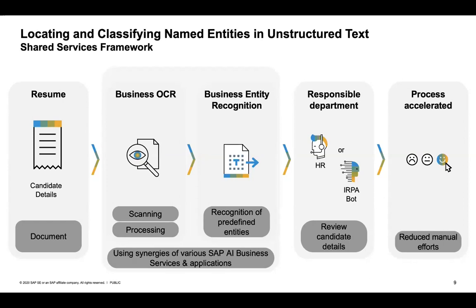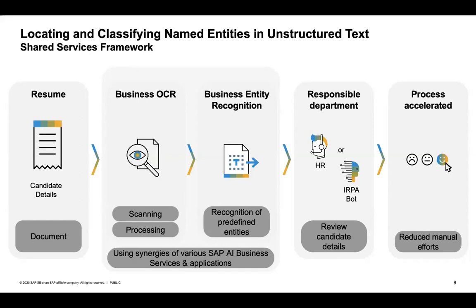Here, with the combination of business OCR and business entity recognition, we can process the resume for a candidate. We can extract all the required entities, and then we can directly either shortlist or reject the candidate. We can review the candidate details, and then send it directly to the concerned department for interview scheduling and so on.